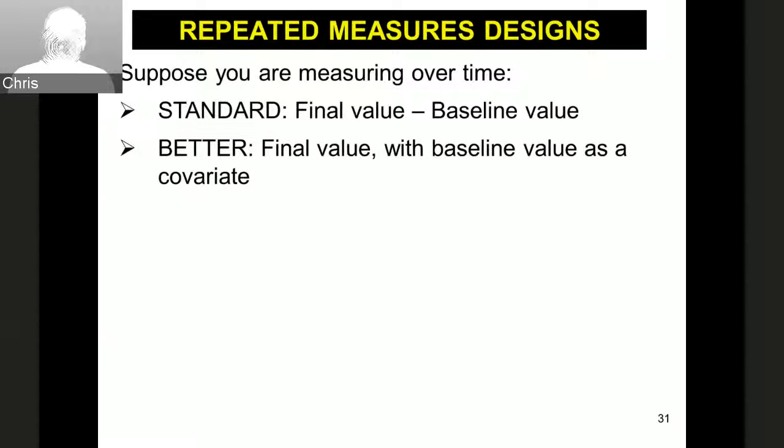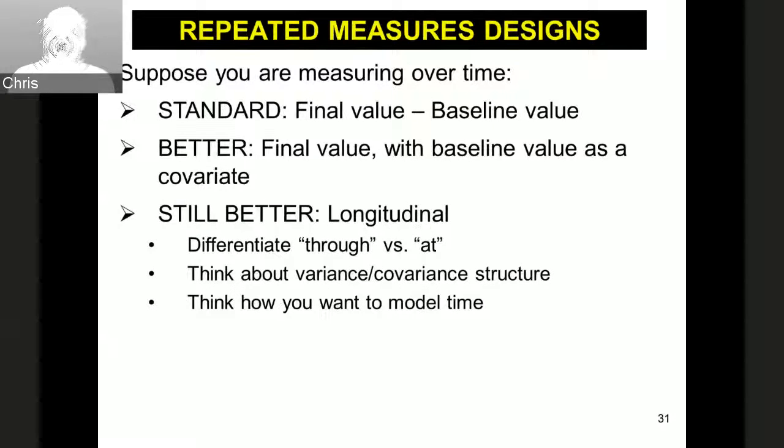So for instance, here, this gets to what you're looking at over time. You might consider the final value minus the baseline value. That's a standard approach. The better approach would be the final value with the baseline value as a covariate, or next slide. Or you could look at it where you actually model it over time, right? And that's what I would like to encourage you to move towards.